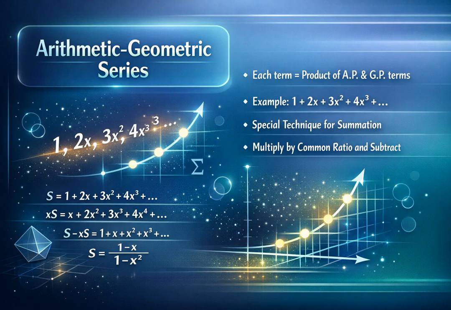An arithmetic-geometric series has each term as a product of AP and GP terms. For example, 1 + 2x + 3x^2 + 4x^3 and so on. To sum such series, use a special technique. Multiply by the common ratio and subtract from the original series.